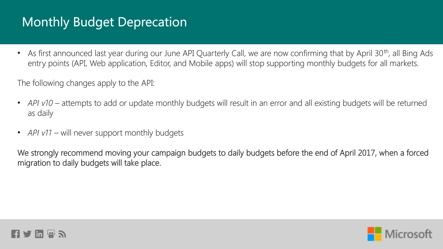For V10, any attempts to add or update monthly budgets will result in an error, and all existing budgets will be returned as daily. For API V11, we will never support monthly budgets moving forward. We strongly recommend moving your campaign budgets to daily budgets before the end of April 2017, at which point we are going to be doing a forced migration to daily budgets for everyone.